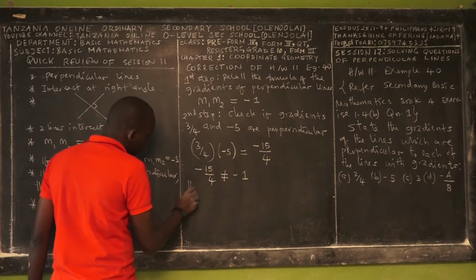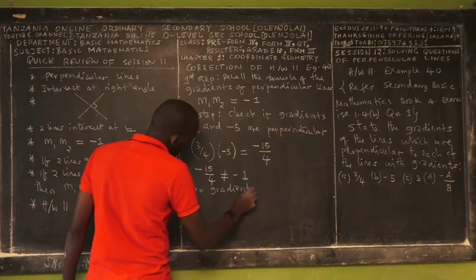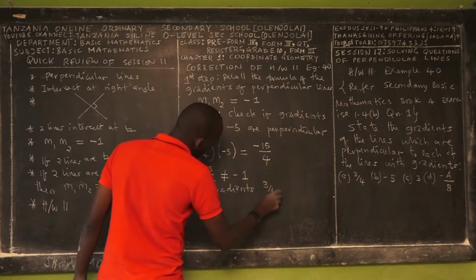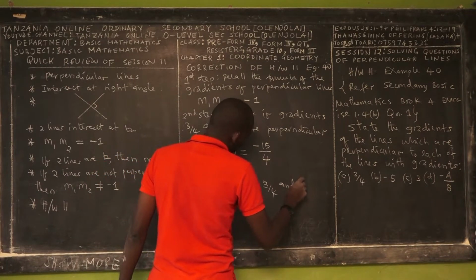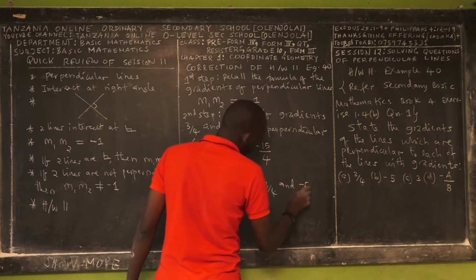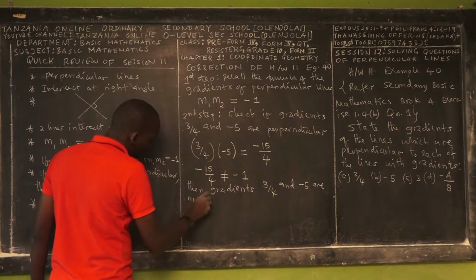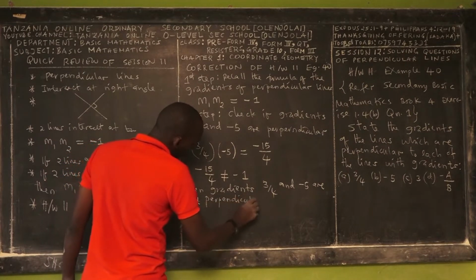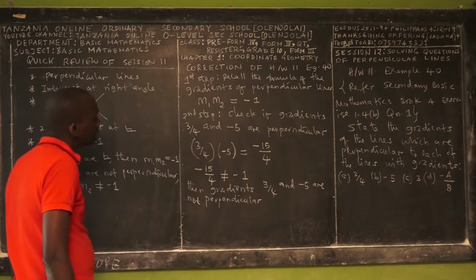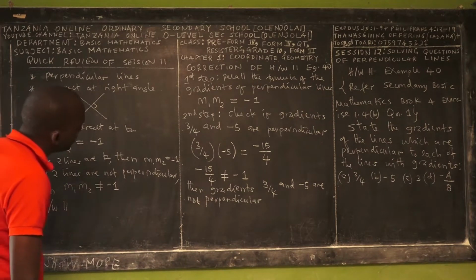So then gradients 3/4 and -5 are not perpendicular. Not perpendicular. These are not perpendicular.